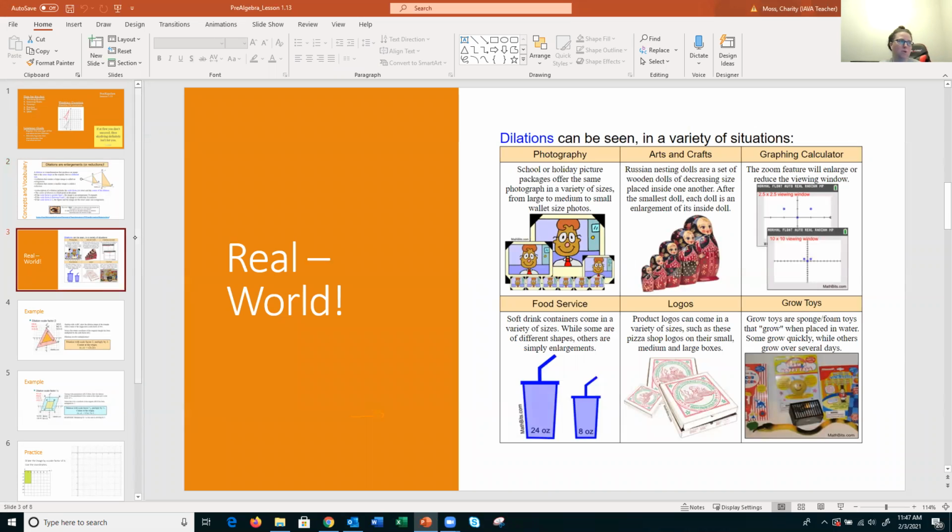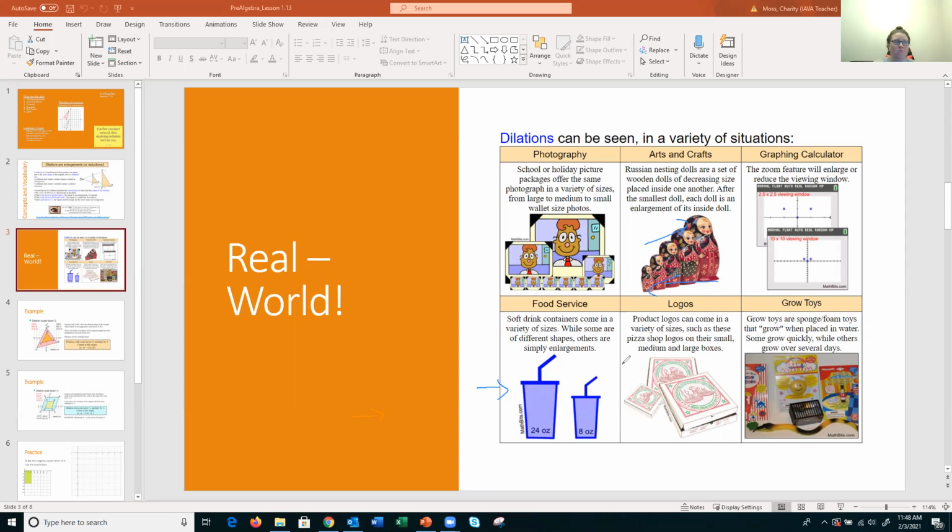I love these. These were so good. Anytime you order pictures and you get a smaller size or a larger size, it's a dilation. Okay, you can get really big pictures and you can also get the really small pictures. The little Russian dolls that go inside of each other, obviously those are dilations. They're just getting bigger if you go this way, smaller if you go this way. The zoom feature, hello, like that's like the definition of a dilation. If you zoom in on something or you zoom out on something, that's a dilation. The drink sizes at your local fast food places, those are dilations.